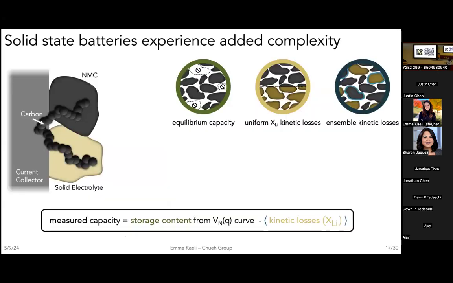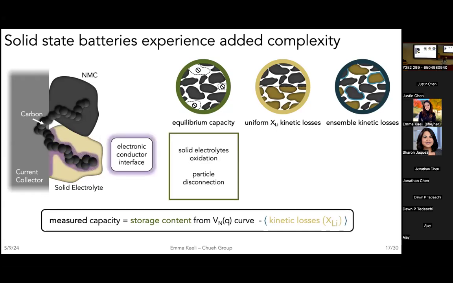Let's take a closer look at an even more detailed cartoon. Here what I'm showing is the current collector connected to the NMC via carbon, and again, the solid electrolyte. Solid state batteries, as I'm saying here, experience added complexity when we're trying to understand their capacity contributions. First, in terms of equilibrium capacity, we have some more question marks. First, you can think about the solid electrolyte. In this case, the solid electrolyte has poor oxidative stability in the voltage range that we care about.